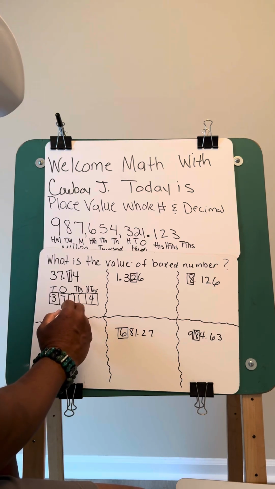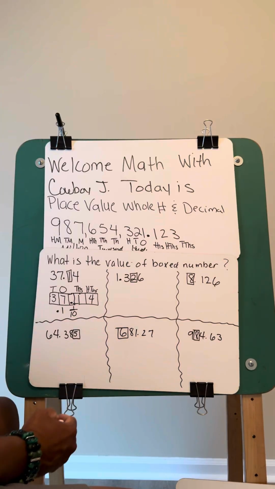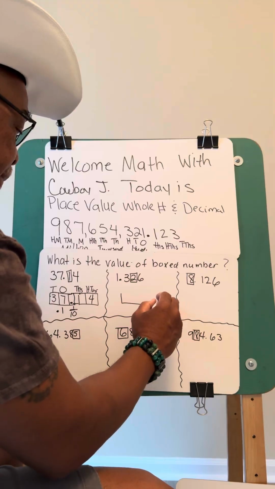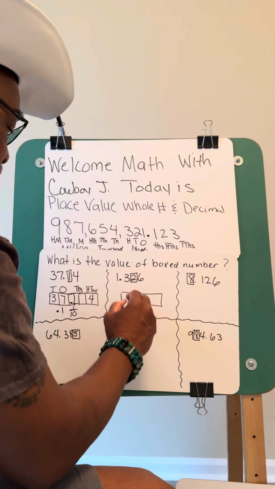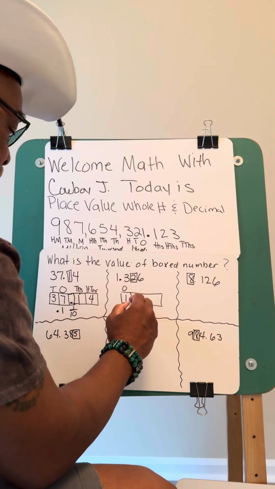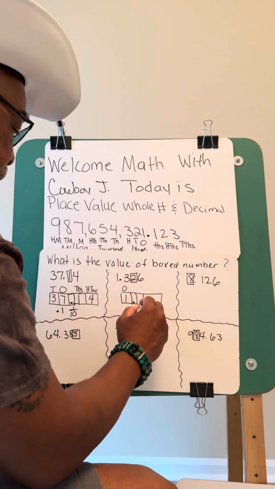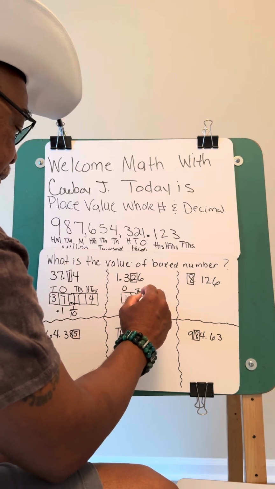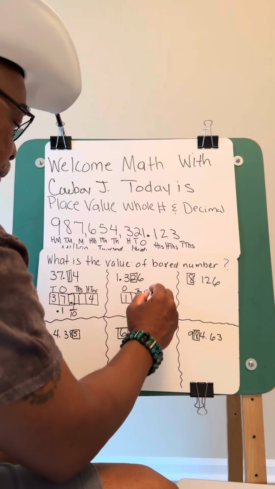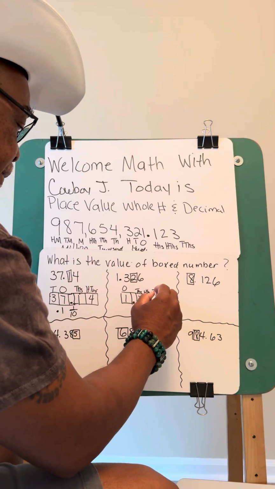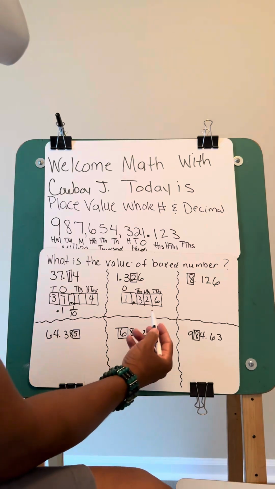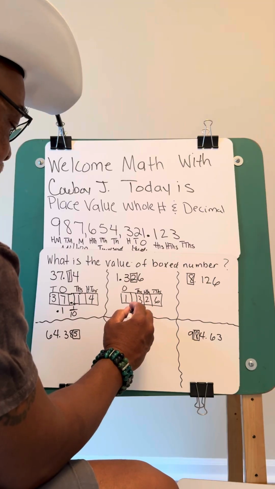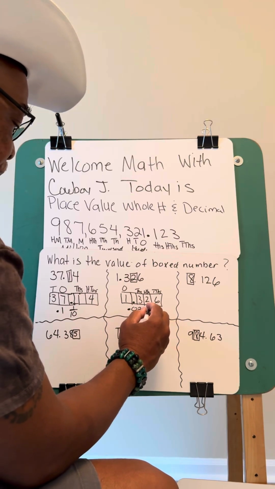As a fraction, it looks like that. So again, value of the box number. We have a ones, then we have a decimal, then we have a tenths, then we have a hundredths, and we have a thousandths. And we just read the value. So 2 is in the hundredths place as a decimal and as a fraction.